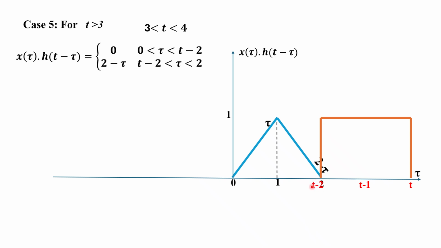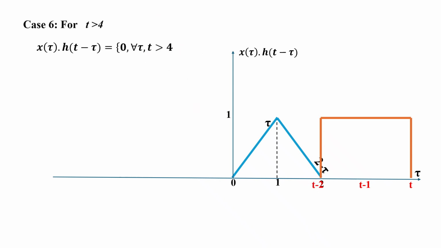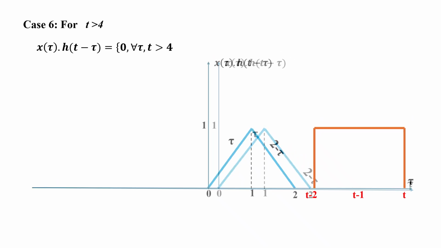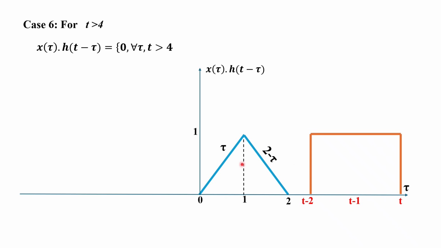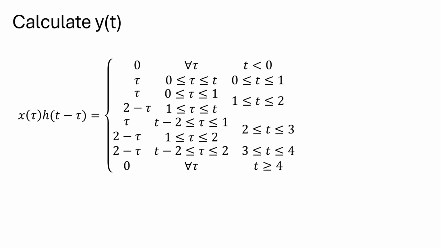When we further increase the value of t from 4, the signals x of tau and h of t minus tau do not overlap with each other. Therefore, the product is 0 for all values of tau when t is greater than 4. So with this, we stop varying the value of t, and then we integrate the product x of tau into h of t minus tau for the various values of t.